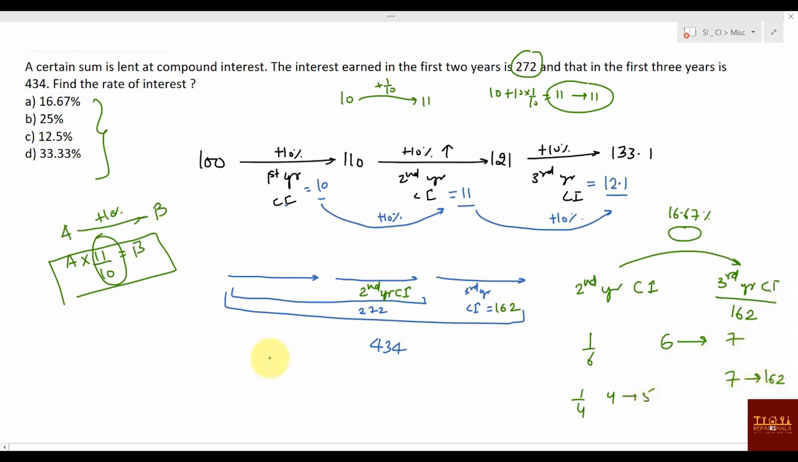No. Again cancelled. 12.5% is 1 by 8. 8 will become 9. Check, is 162 divisible by 9? Yes. 162 is divisible by 9, which means this could be one of the options. Now check the 13.33, it will be 3 will become 4. Is 162 divisible by 4? No. So even this cannot be the option.